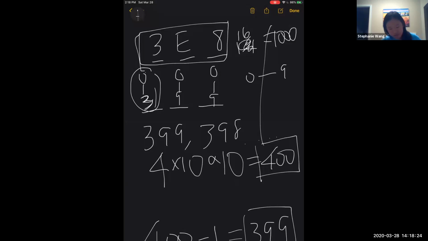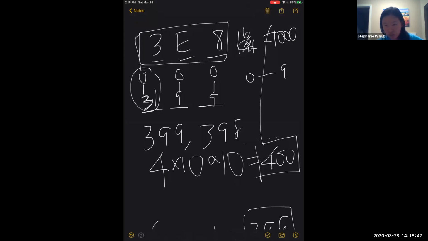So that means we have 4 cases here, 10 cases here, and 10 cases here, for a total of 400, but we gotta account for the case where it's 0, 0, 0, so we subtract 1 to get 399. Does that make sense?